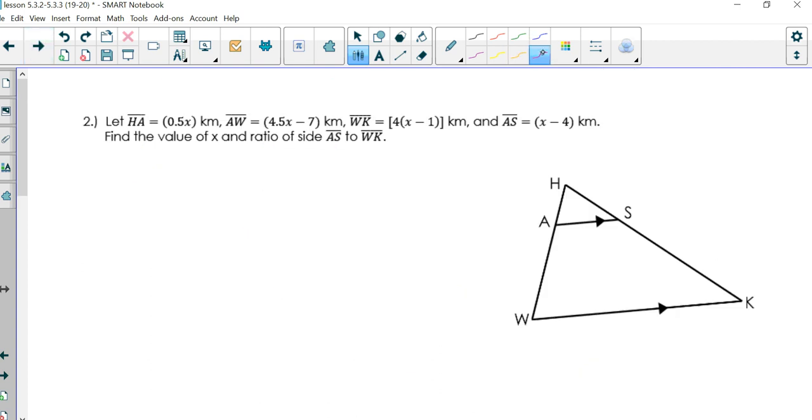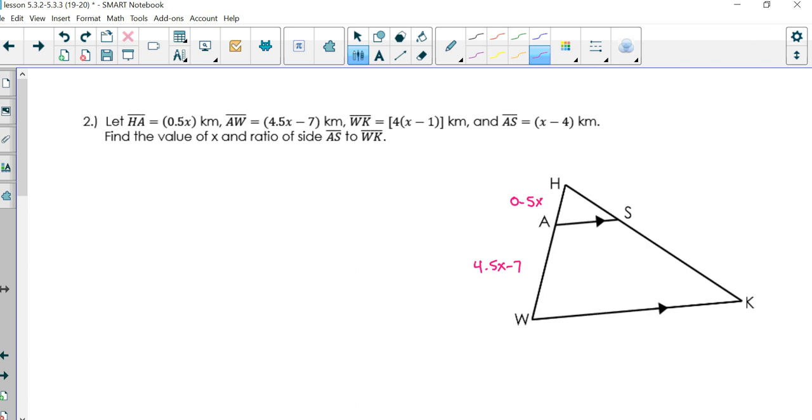In this one, we want to answer a couple questions too. Notice that the diagram is not labeled, so we're going to have to label based off of what we're given. So we know that segment HA is 0.5x, so I'm going to say this is 0.5x. We know that segment AW right here is 4.5x minus 7. So always label your diagram first.